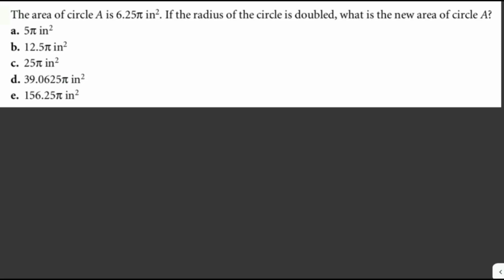The area of circle A is 6.25 pi square inch. If the radius of the circle is doubled, what is the new area of circle A? To solve for the area of the circle, that is just equal to pi r squared, where r is the radius.